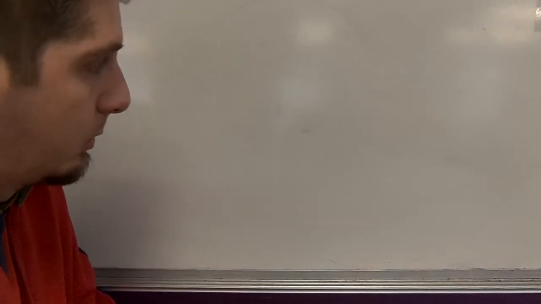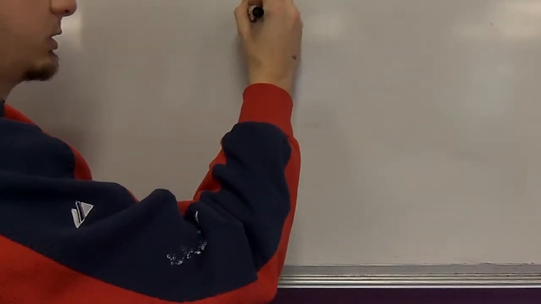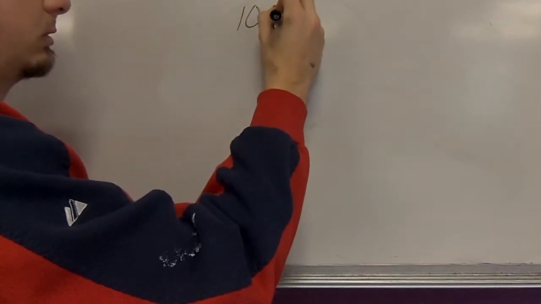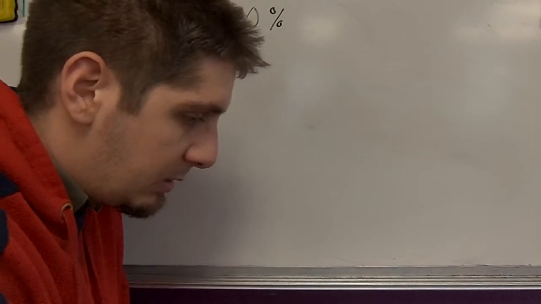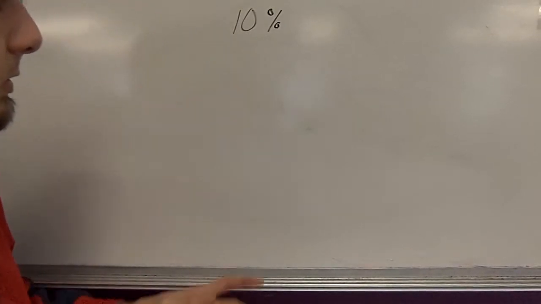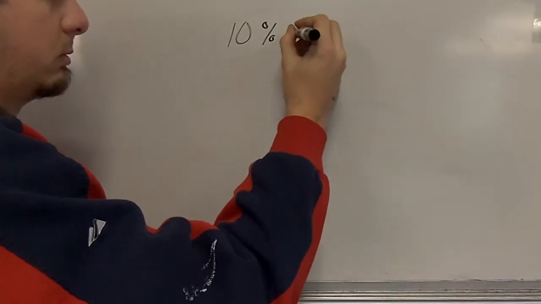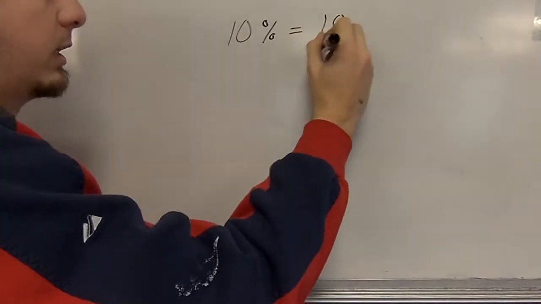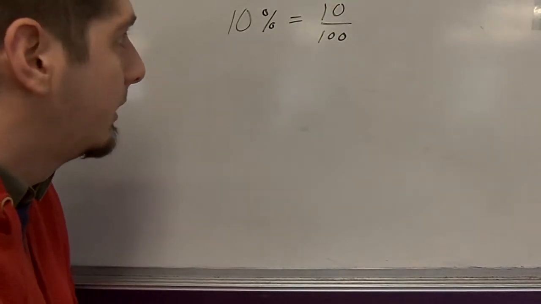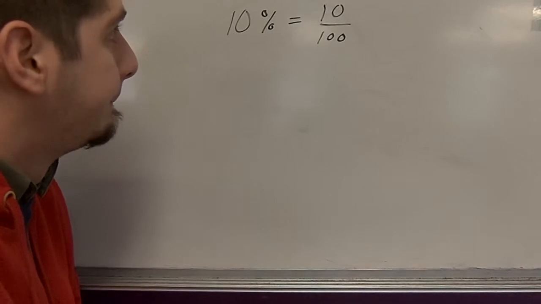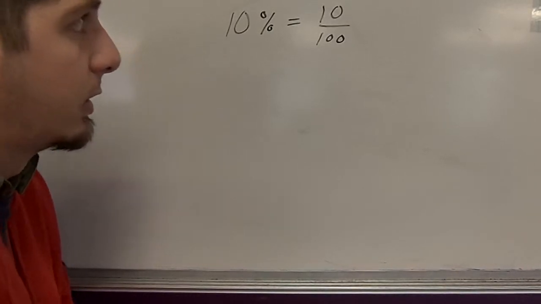So first thing we're going to look at is a simple percentage such as 10%. Okay. 10% literally means, the percent sign means out of 100. So 10% literally means 10 out of 100, which I know is a fraction. But in order to get the decimal of a percent, you would first want to convert it into a fraction.